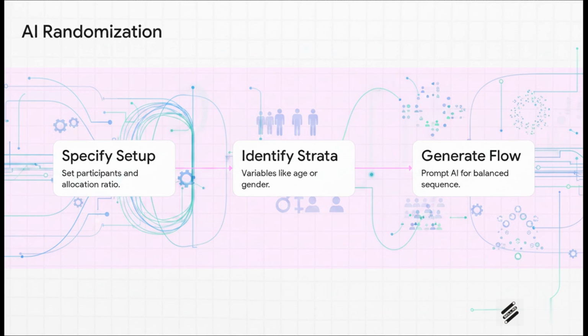You just specify the setup, say 300 participants in a 2-to-1 ratio. Then you identify your strata, like age or gender. The AI generates a perfectly balanced sequence almost instantly. But again, calibrate your judgment here. Always double-check the AI's math. Language models are notorious for sometimes hallucinating logic errors when they're generating data.